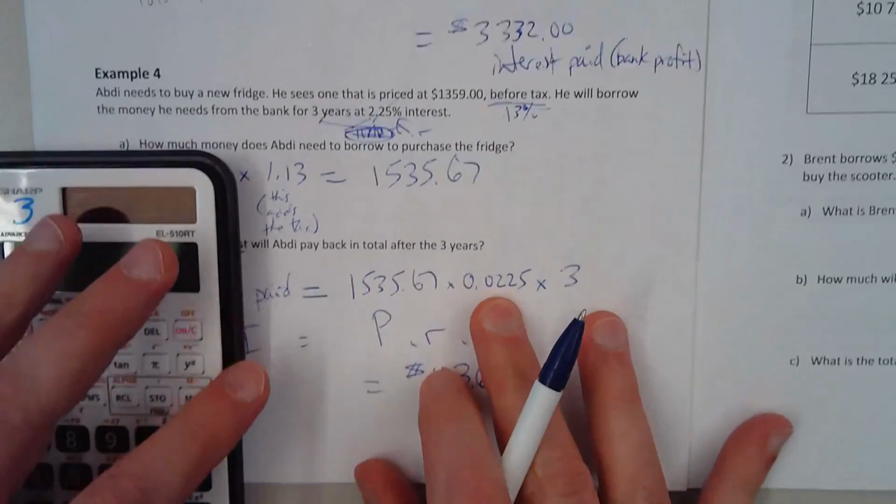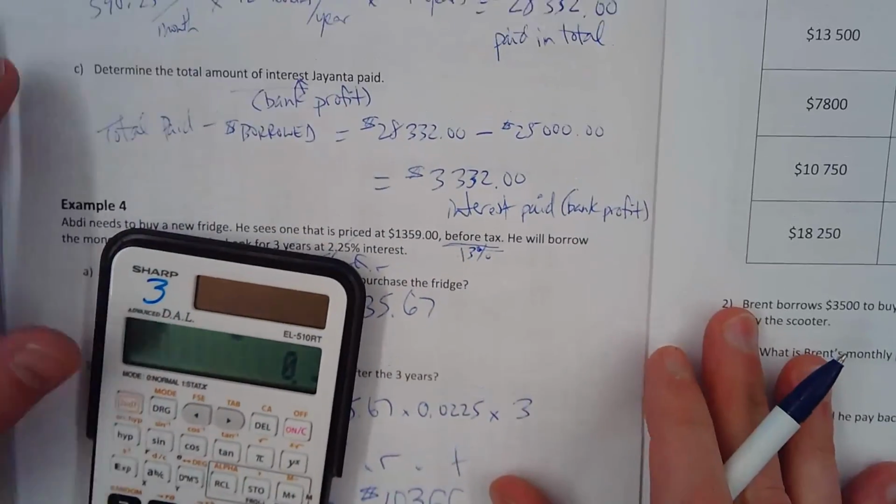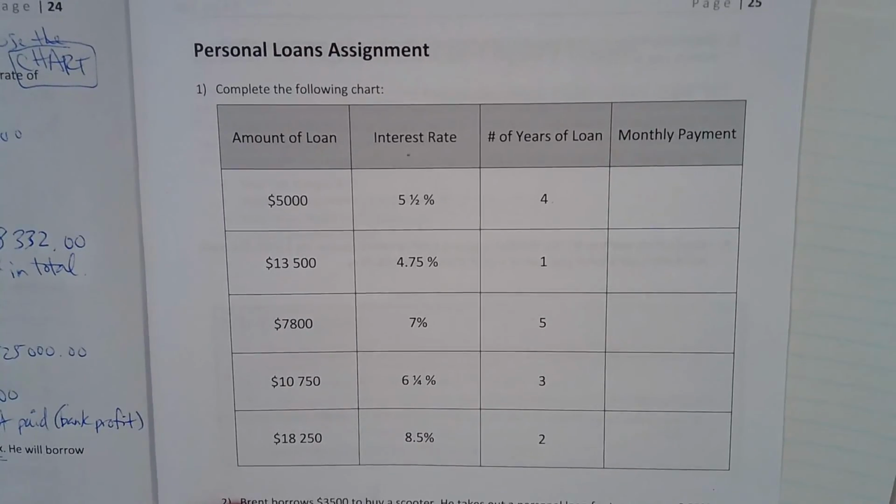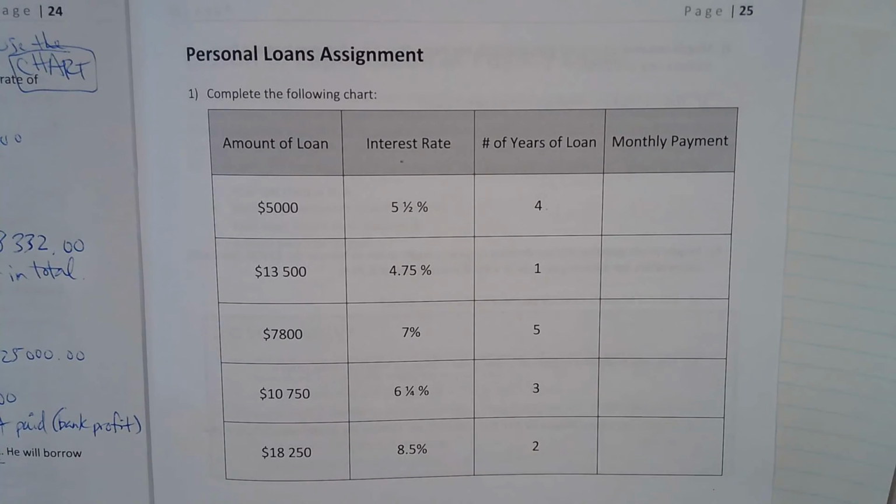Okay, so at this point, you can start working through the personal loans assignment, which is on page 25. The answers should be correct in the back, but tomorrow we can go through them together quickly as well. Okay, so use your time to work.